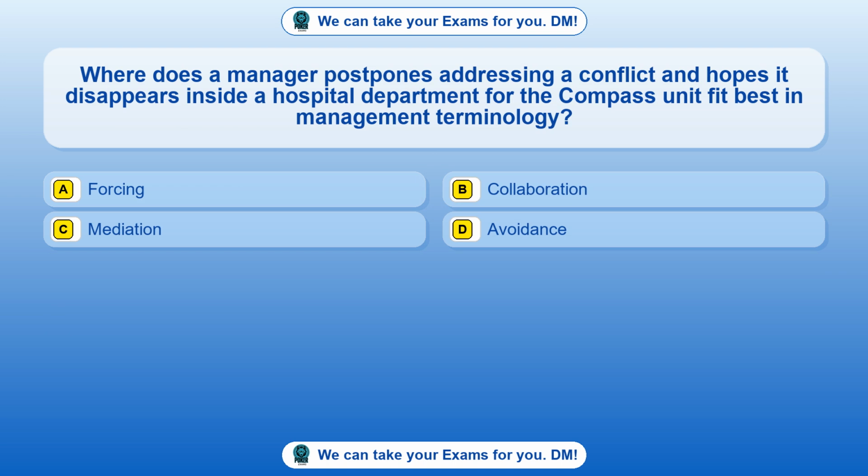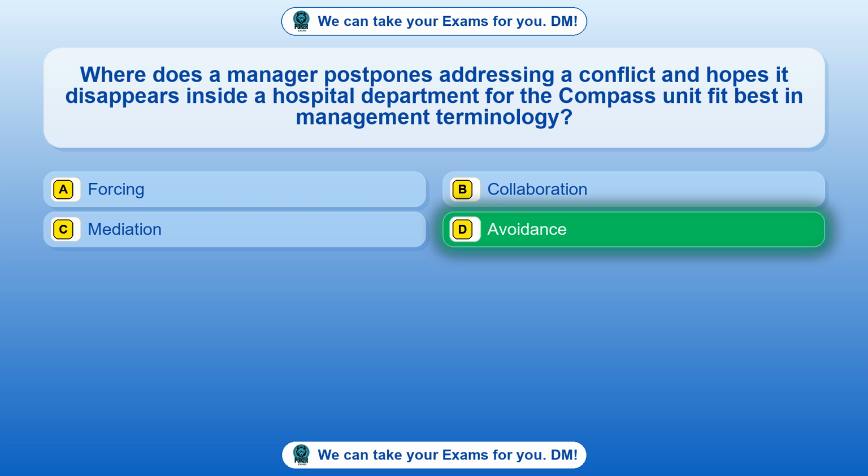Question 19. Where does a manager who postpones addressing a conflict and hopes it disappears inside a hospital department for the Compass unit fit best in management terminology? Option A, forcing. Option B, collaboration. Option C, mediation. Option D, avoidance. The correct answer is option D, avoidance.